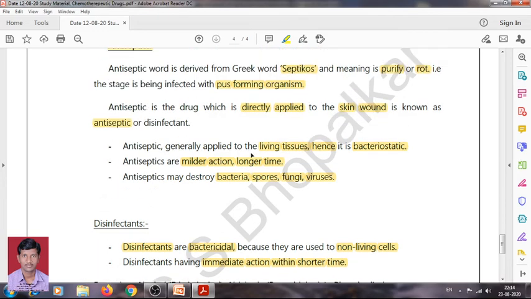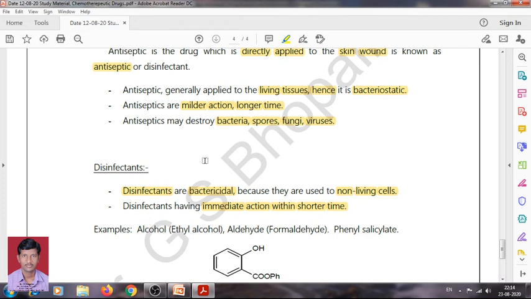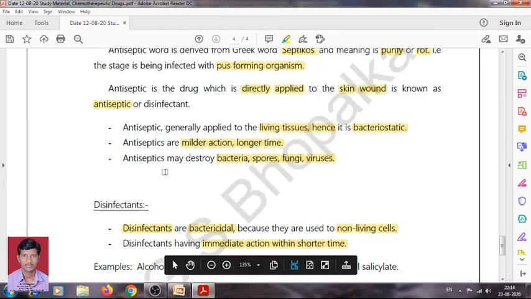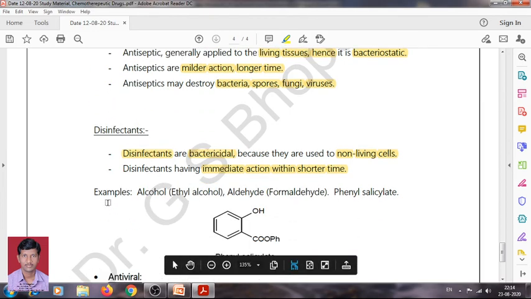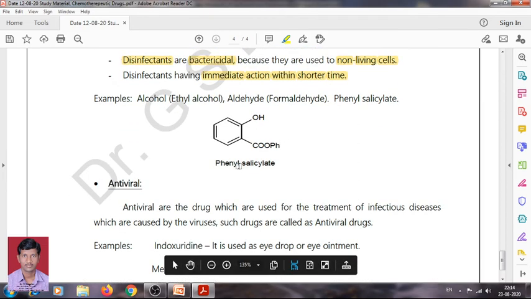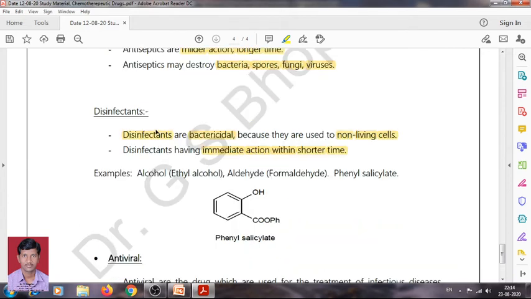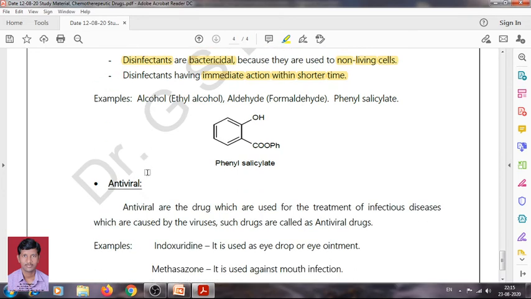What is the difference between antiseptic and disinfectant? The antiseptics have milder action and longer time, but disinfectants have immediate action within a very short time. This is the difference between the antiseptic and disinfectant. And these are the examples. For example, phenyl salicylate. This is the structure of phenyl salicylate, which is used as an antiseptic drug. For example, alcohol, aldehyde, or phenyl salicylate. All these are examples of antiseptic and disinfectant.